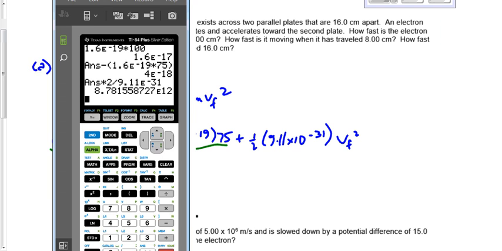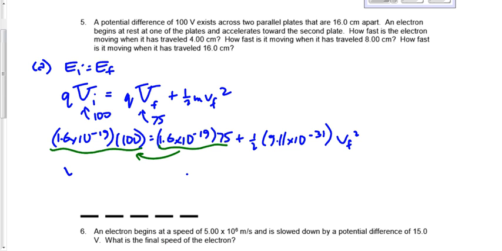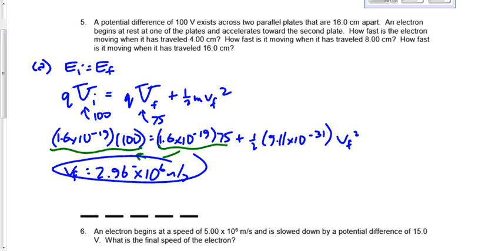And then what do I have left? What do I got to do now? Square root it, yeah. We square root that, and we end up getting 2.9633 times 10 to the 6. Well, we're going to round that to, how many digits should we round that to? 3 digits? 2.96 times 10 to the 6 meters per second? Is that okay?